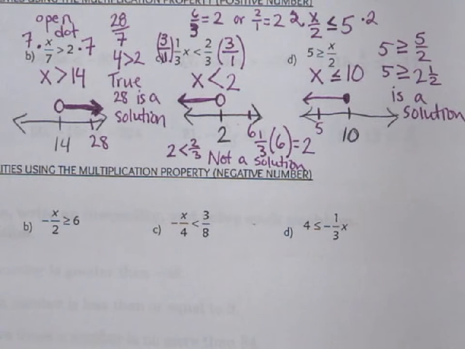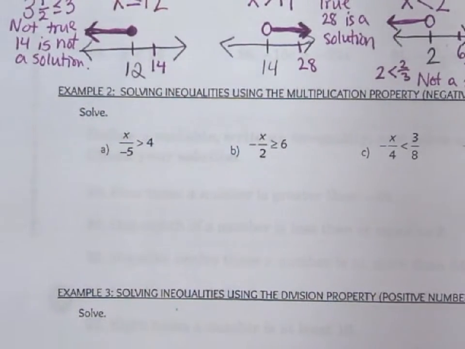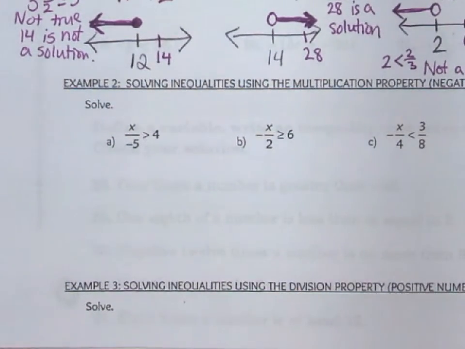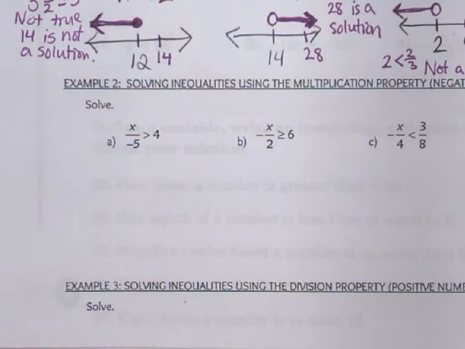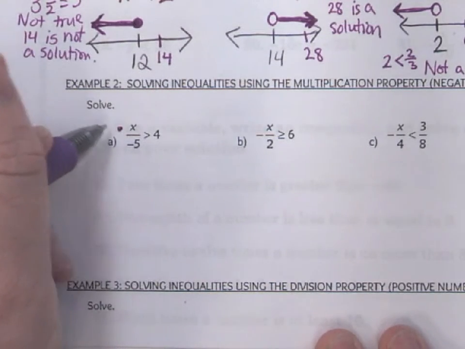Okay. Any questions about these examples that we've done so far? Okay. We're going to do a couple more examples together, and then we're going to do some practice. All right, so here we have x divided by -5 is greater than 4. So if we see division, we're going to multiply. So we're going to multiply by -5.